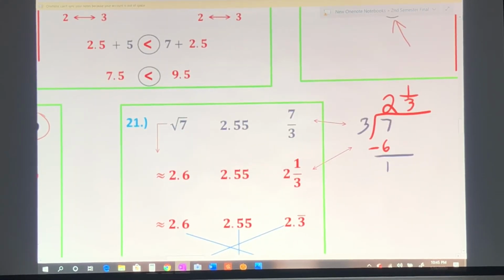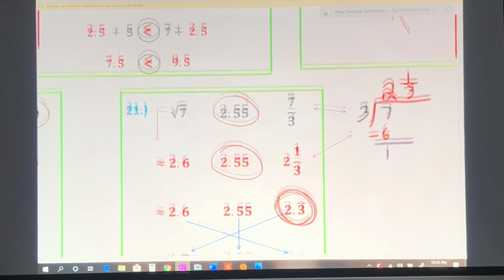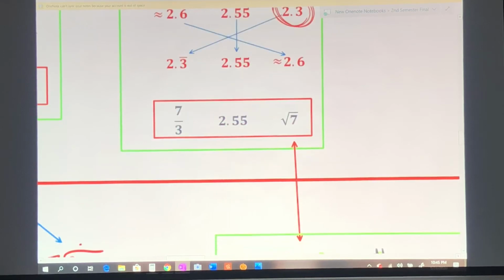Well, 2.55 is not changing, but 7/3 becomes 2 and 1/3. And over here, I said, oh yeah, 1/3 is 0.33333, so I put a bar over the 3. And the 2.55 stays the same, and the square root of 7 is that fun stuff that you guys love more than anything in this whole world, which is this.